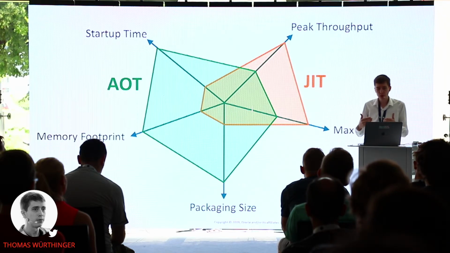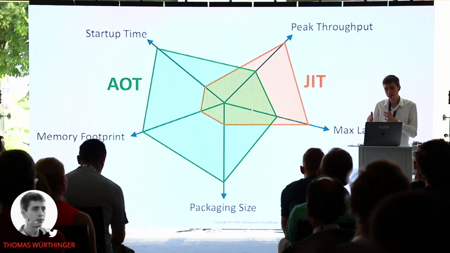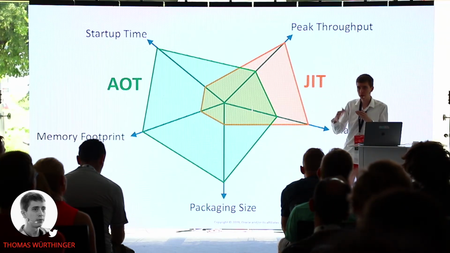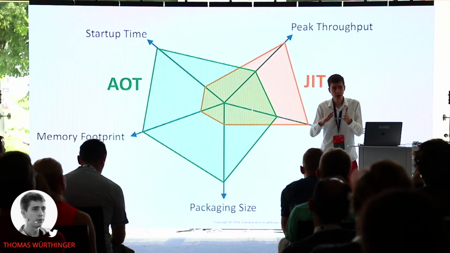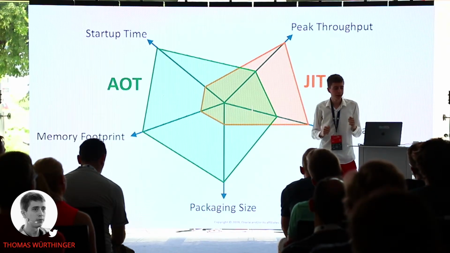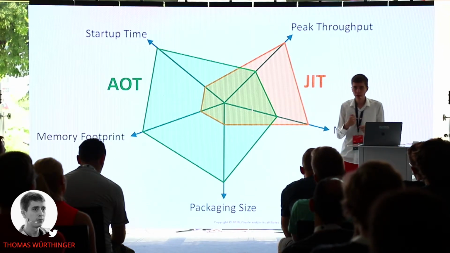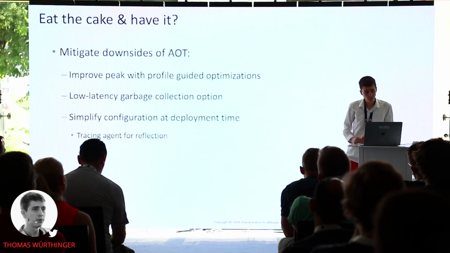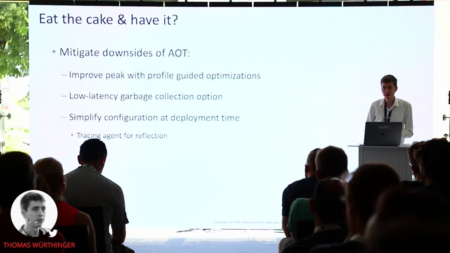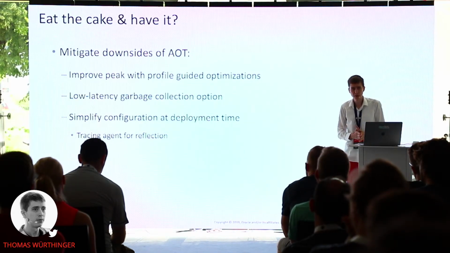So on the peak throughput question, yes, you get less peak throughput, but maybe on a scalable application, what you care about is throughput per memory, meaning how much throughput do I get if I use a certain amount of memory, and then actually the AOT mode might get in front again. And that's generally an area where we're currently working on a little bit more, like we want to eat the cake and have it, of course.